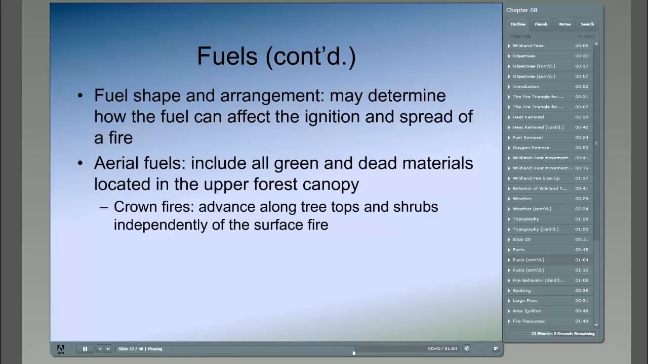Aerial fuels can provide a path for the fire to travel in the higher fuels. These fires are inaccessible and as a result are difficult to extinguish. These fires travel through the top of the trees independent of the ground surface fire. These are called crown fires.